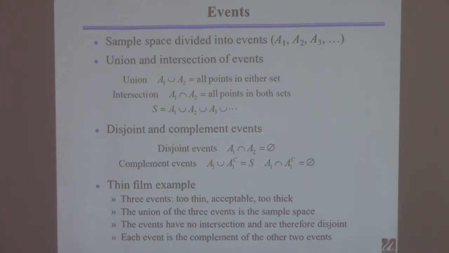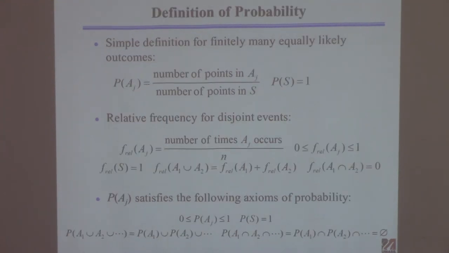Yeah? On the complement events, is it intersection or union? Did you say union, but it should be intersection? So this is union, that's intersection. Okay. Yeah, sorry. Thank you. Don't listen to what I say, listen to what I show. Okay? I'm just kidding. Right, okay, so I said they're disjoint, and then each event is the complement of the other two events, which I already told you. Okay.